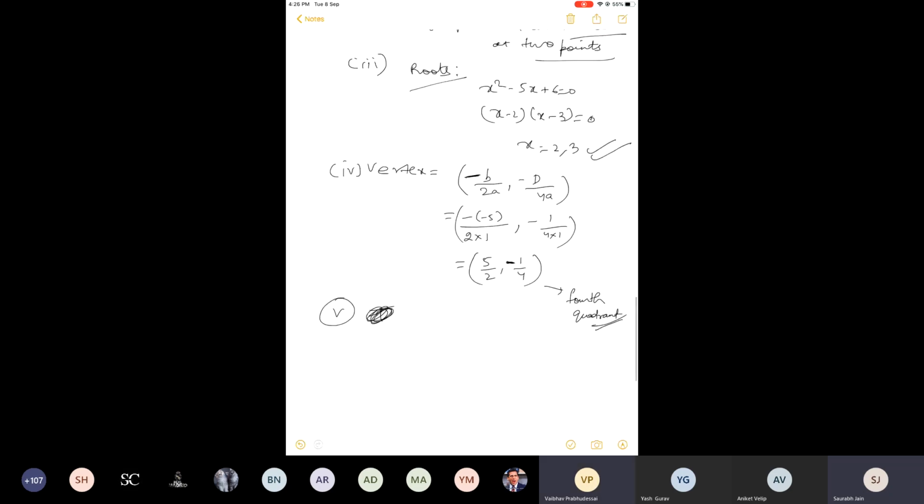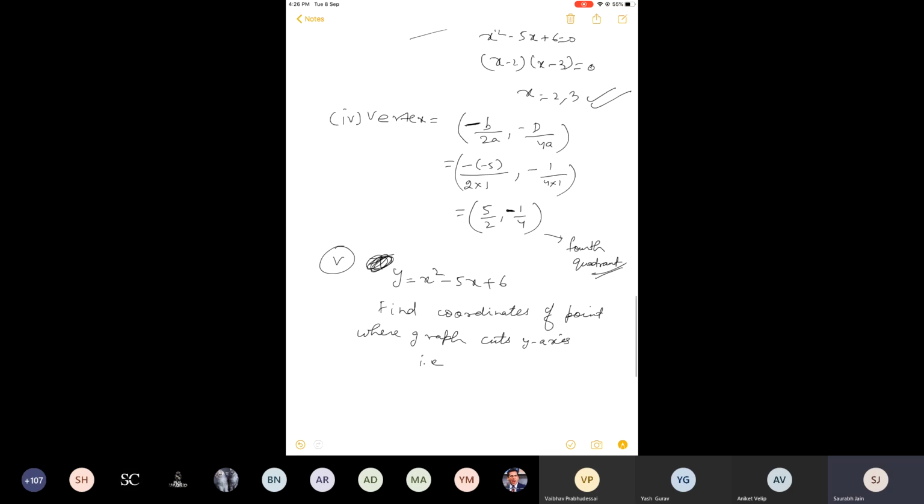Okay, sir. Fifth and last point is, find the coordinates of the point where the graph cuts the y-axis. Let me write this. I'm writing parabola again. Can anyone tell me what are those coordinates now? Because now you can tell me very clearly. What are those coordinates where this parabola is cutting the y-axis?